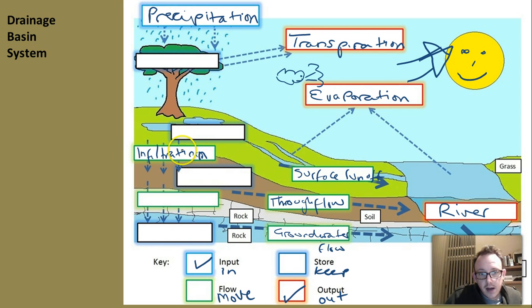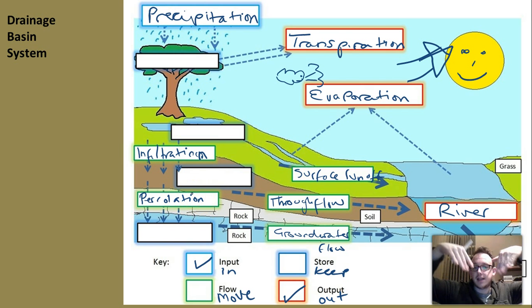Now, infiltration is what it says on the tin. It's water infiltrating through the soil and into the soil. So it infiltrates down through the ground surface and into the soil. Now, below that, we get something called percolation.